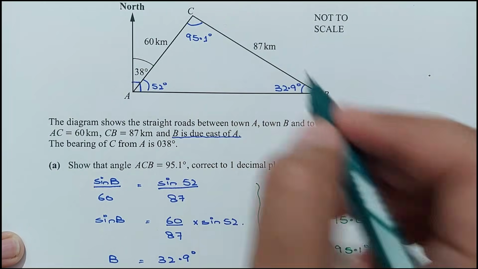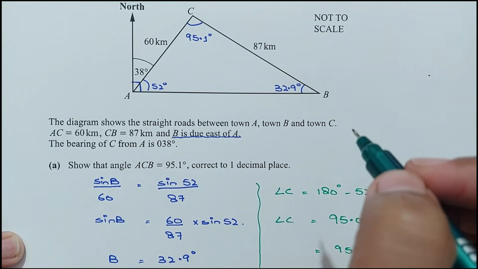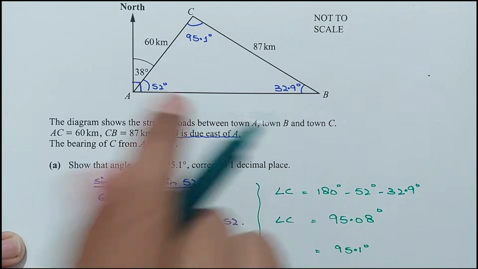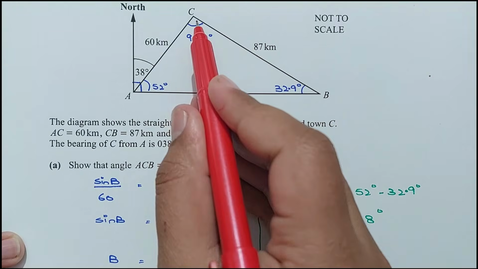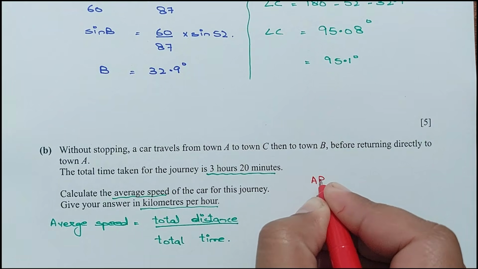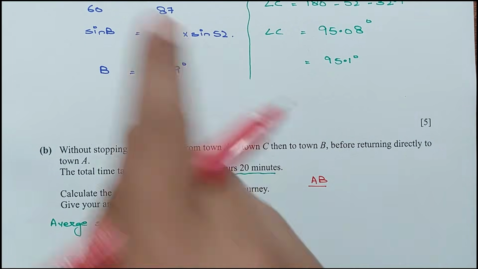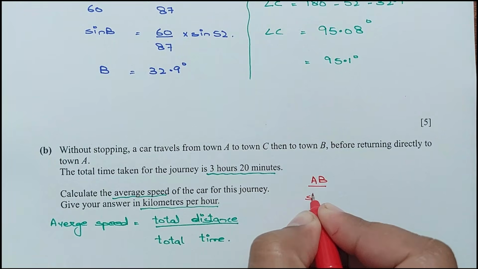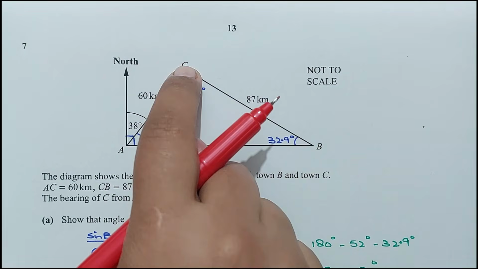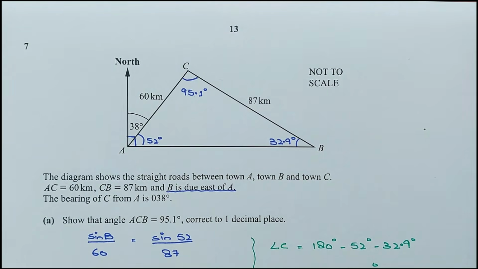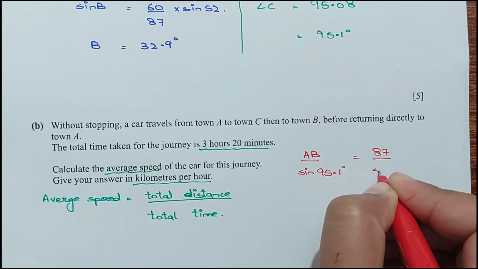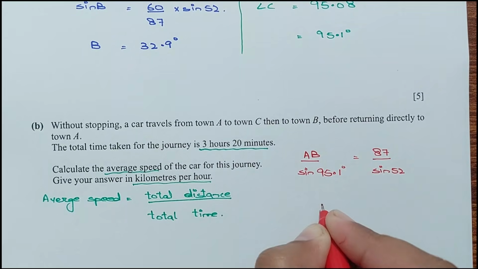So we have all three angles and two sides. We have to find the third side of the triangle. We can use the law of sine or the law of cosine. Both work here. Let me solve for AB first, using the law of sine. AB over sine of 95.1 degrees, because that is the angle in front of side AB. For the other side I'm using 87 kilometers, and its angle is 52. Let me solve for AB.